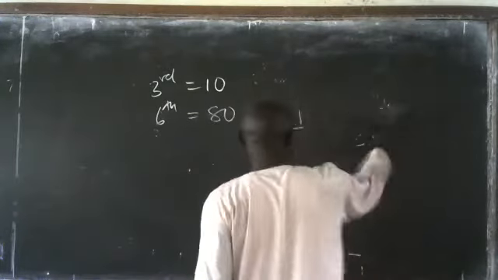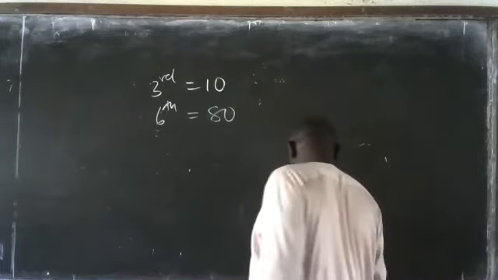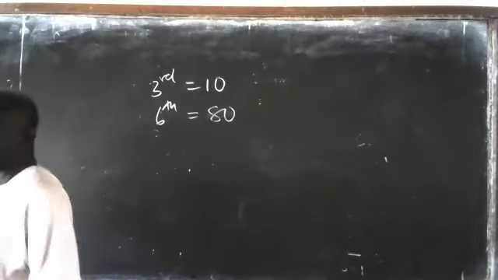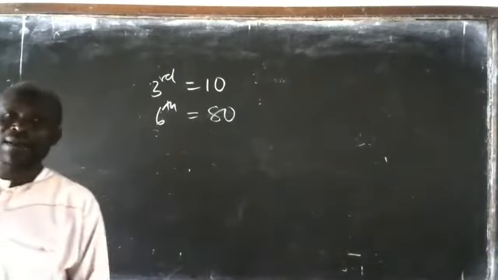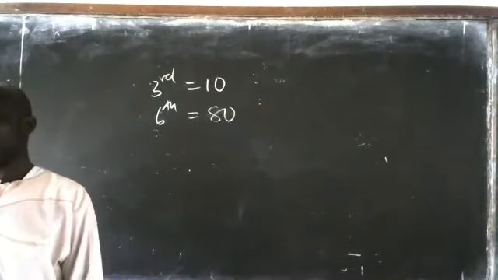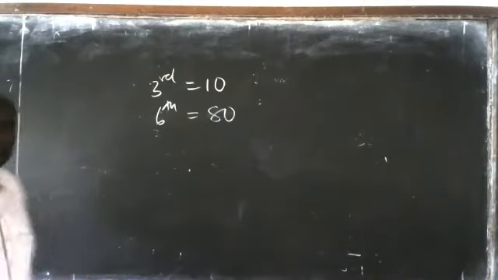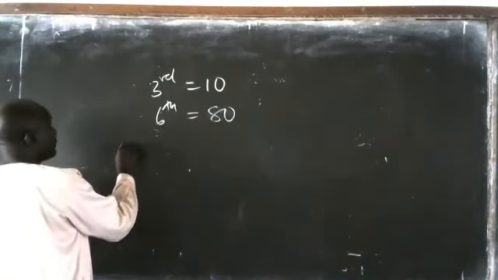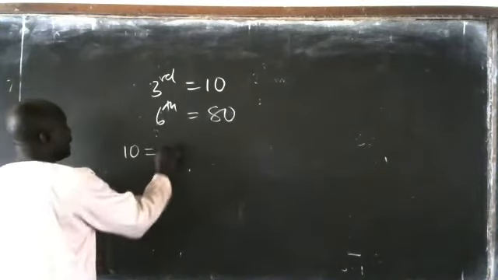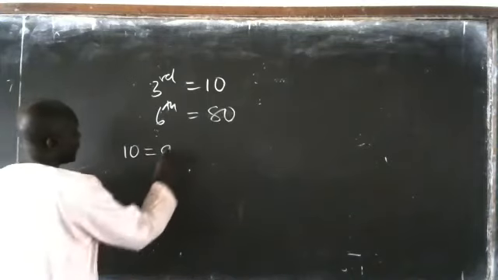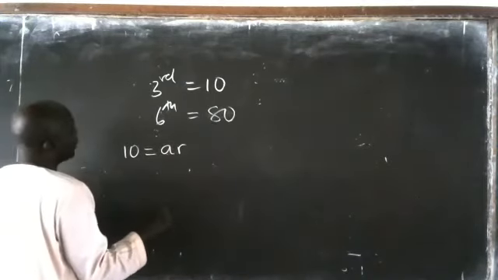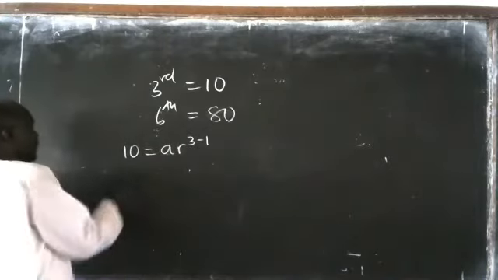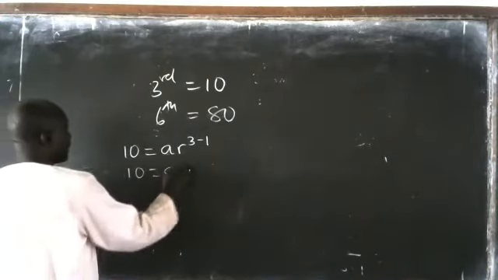So they have given you 2 terms. I want you to use them. So we shall have from here our third term, 10. So 10 is equal to a, which we don't know, times r, which we don't know, power n, which we know is 3 minus 1. So therefore 10 is equal to ar power 2.